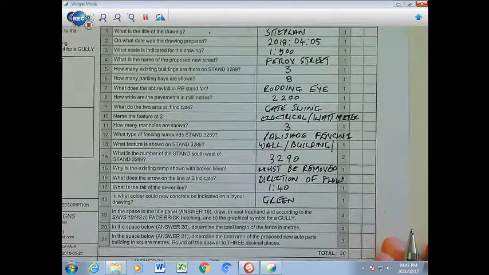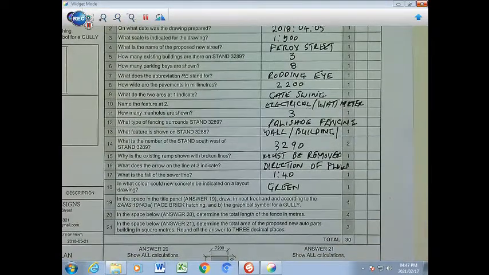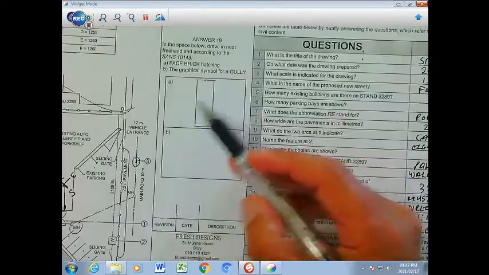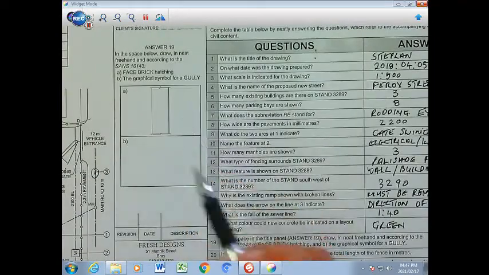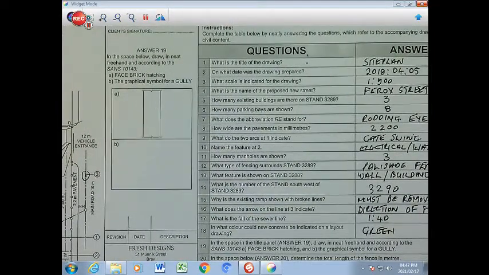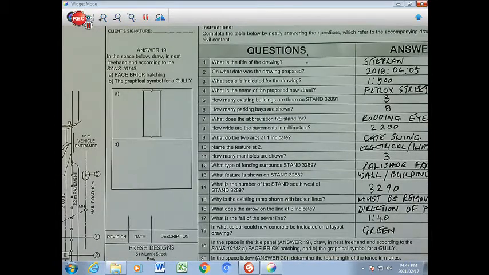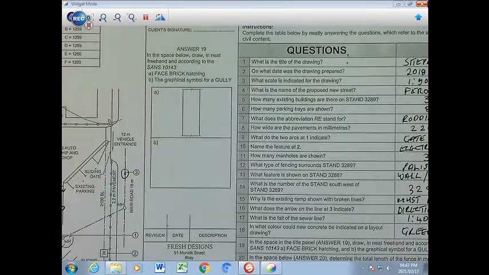And number 19, 20 and 21 are all higher order questions. In the space here, we need to draw two things, A and B. One, the symbol for face brick according to SANS 10143, the hatching symbol for face brick, and then secondly the graphical symbol for a gully. Let's look at the hatching symbol for the face brick.